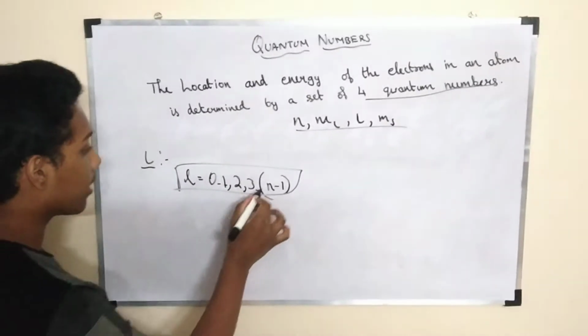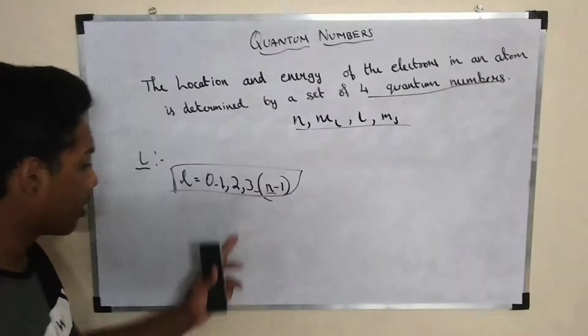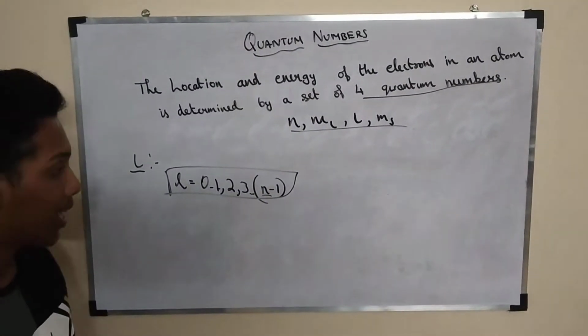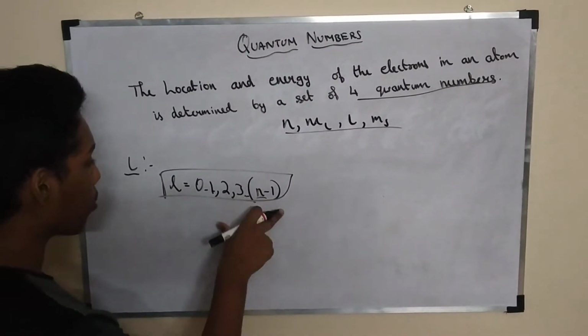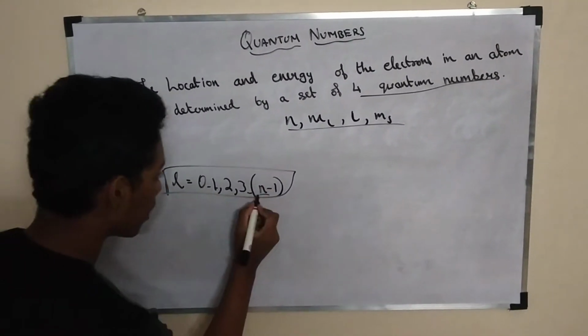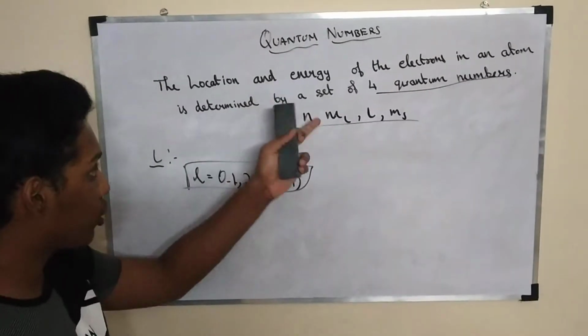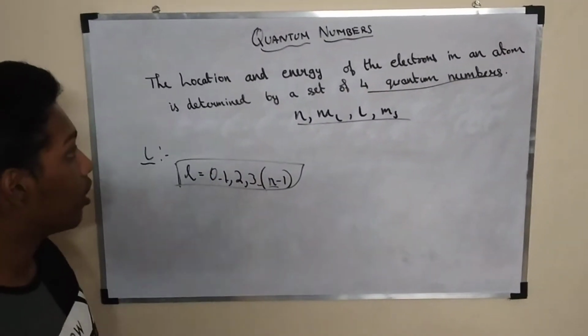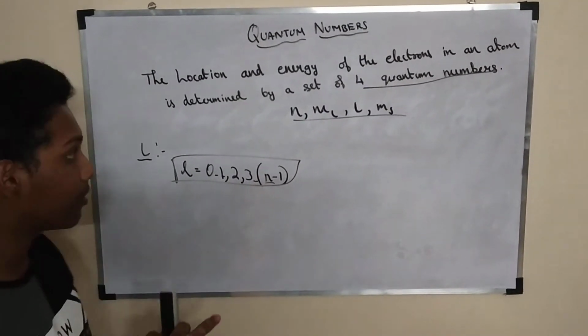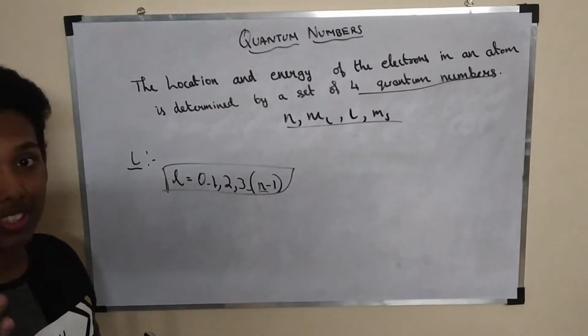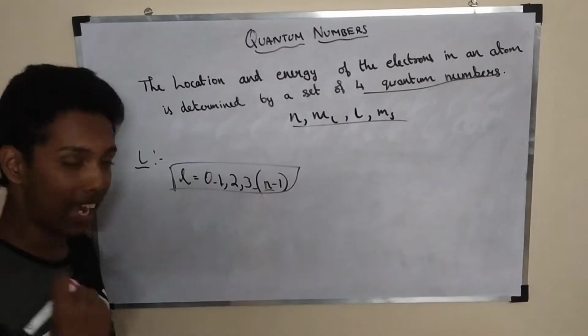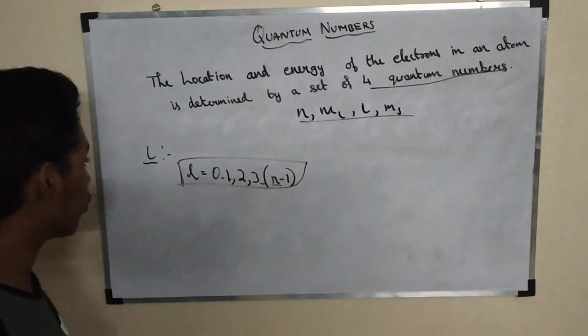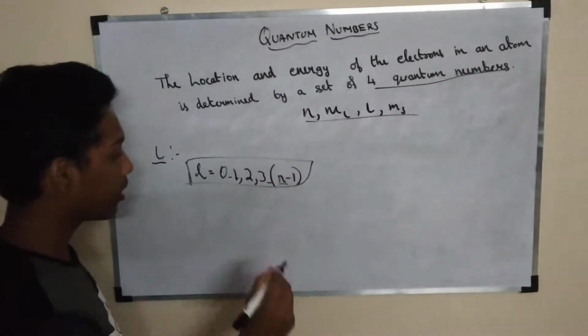Now we have just studied the n value. What is n? It is the principal quantum number, and this quantum number denotes the energy of the electrons. And now if we study l, l denotes the shape of the electrons in an orbital. That's what l denotes: 0, 1, 2, 3 till n minus 1.